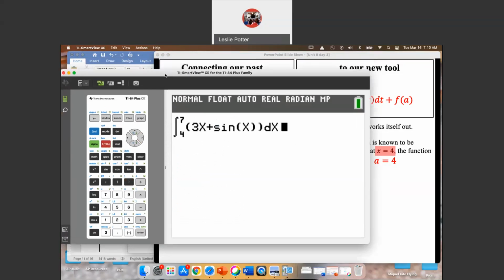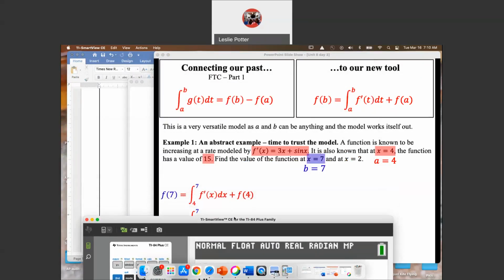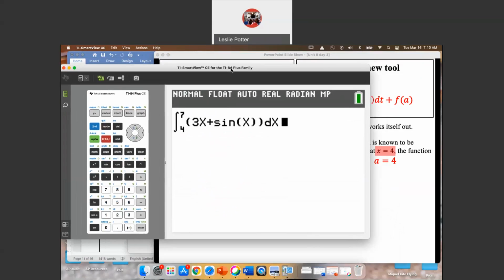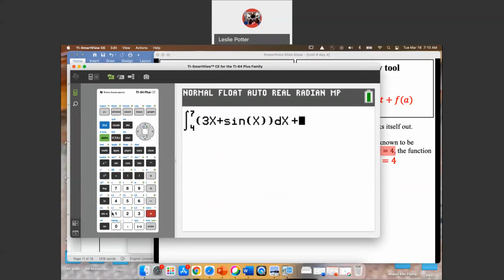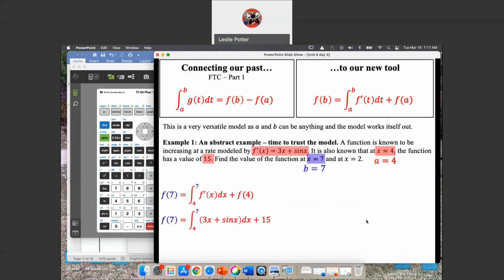I'm going to do that integration, but at the same time I'm also going to put in that f of 4 value, 15. So I'm going to add 15 right to the end. As long as I add 15 after the dx, the calculator will interpret that as being outside the integral. The other thing you can do is put the 15 on the front end. Okay, so we have 63.09245412. So there's our answer.